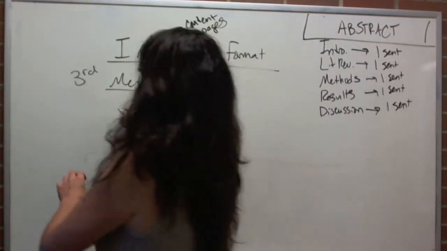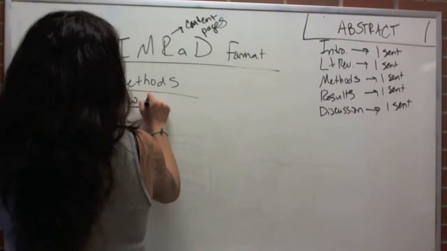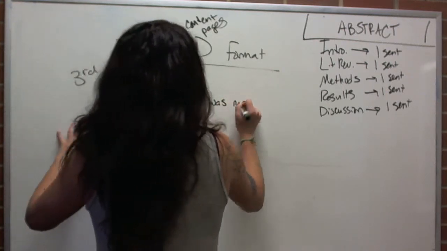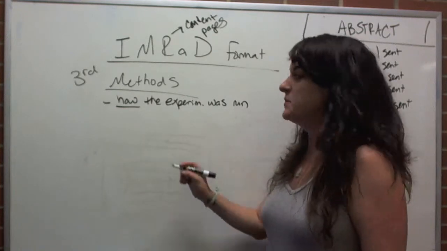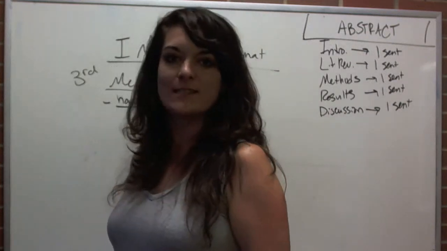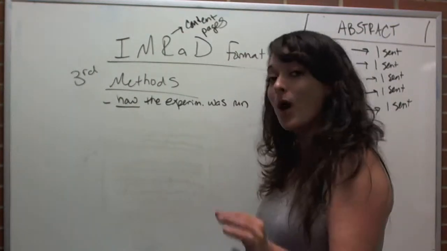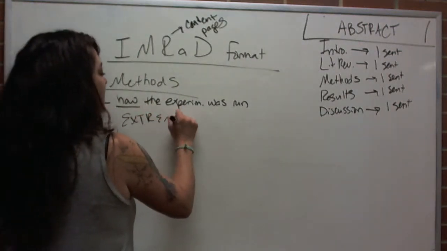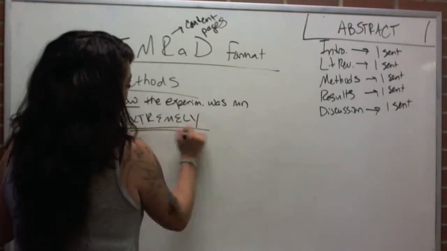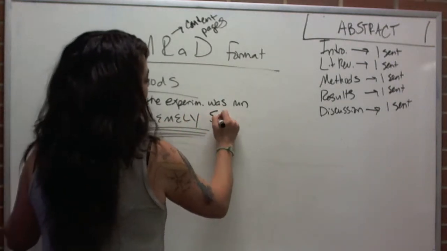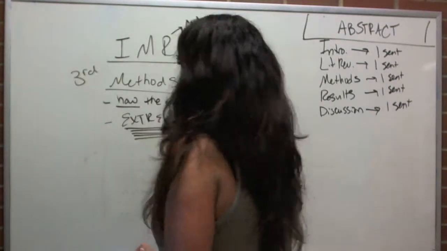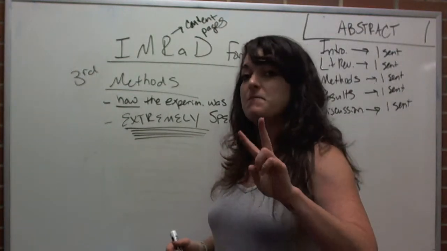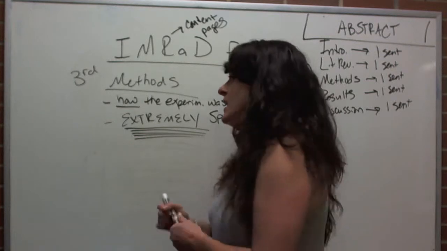So methods in general is how the experiment was run, okay? Oh my goodness, guys. How the experiment was run. Now, this is extremely, I cannot emphasize this enough, specific, okay? Extremely specific for methods. So you will see two sections of a methods section in IMRaD format.